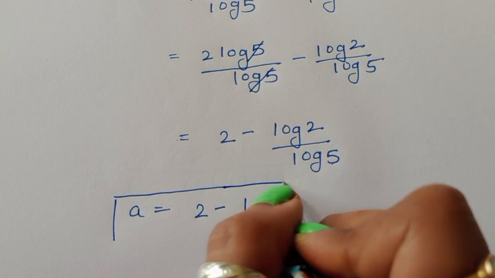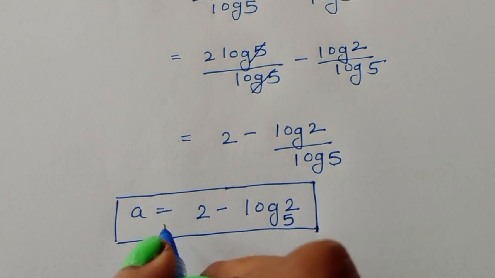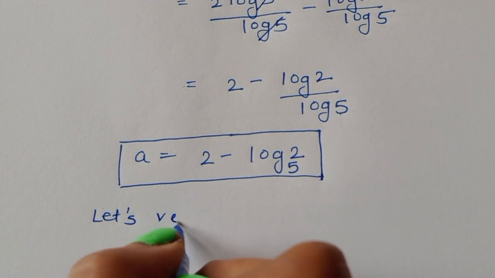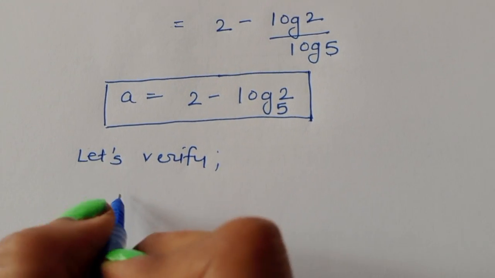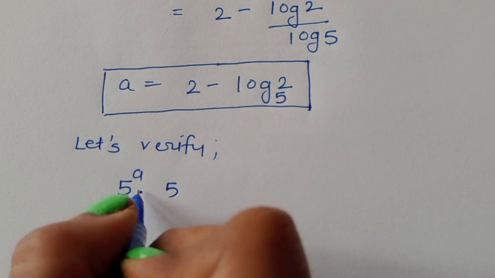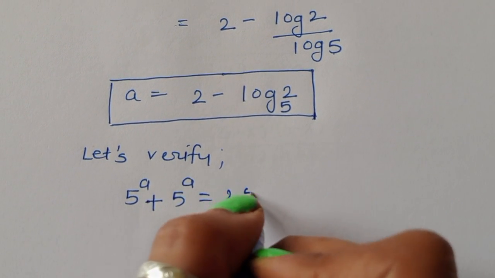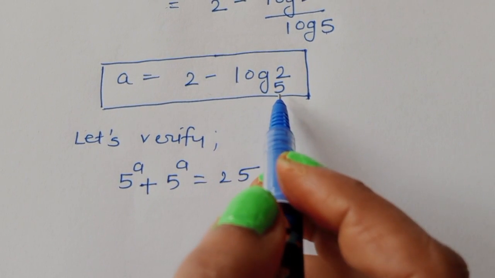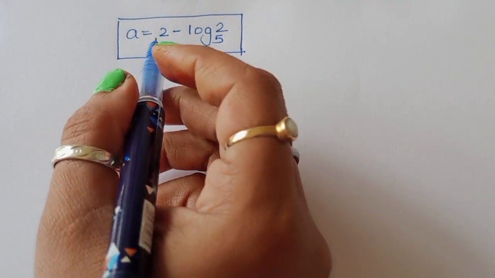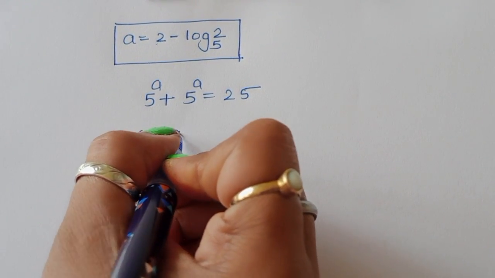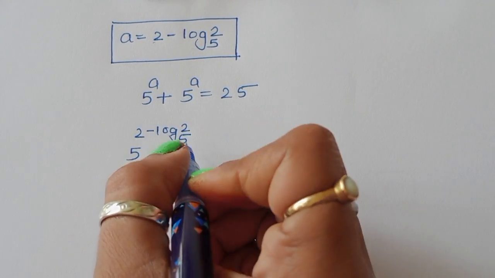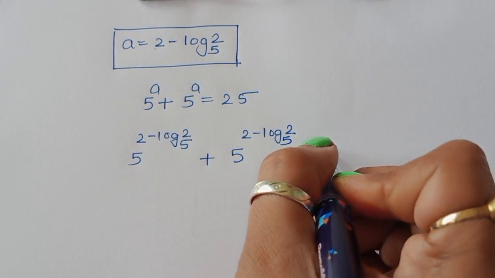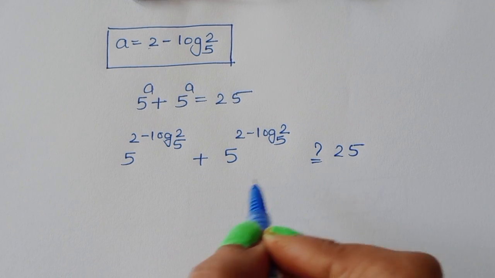This is the solution for this equation: the value of a is equal to 2 minus log of 2 to the base 5. Now let's verify whether this is correct or not. The question is 5^a plus 5^a is equal to 25. Now we substitute the value of a, which is 2 minus log of 2 to the base 5. We have to prove this value.